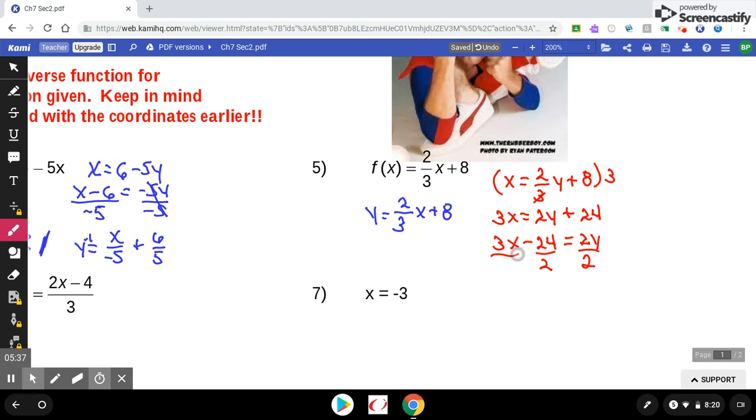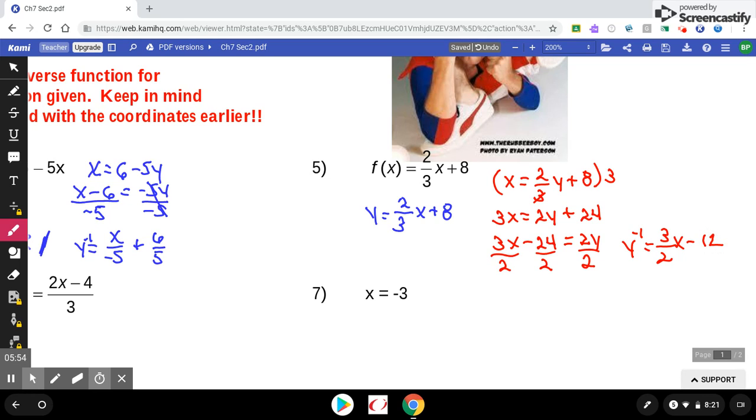And again, you can do it either way. I'll just do it this way for no particular reason. Write it over here. So y inverse equals, don't forget the negative 1. So I've got a 3/2 x. And I do need to reduce always fractions.